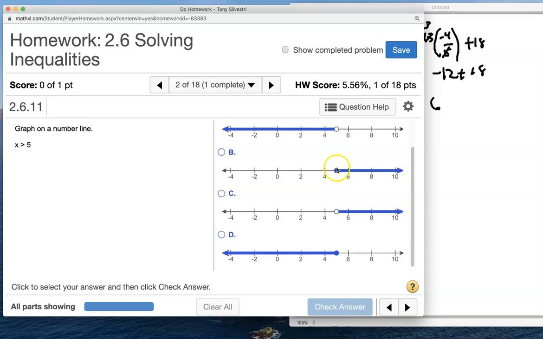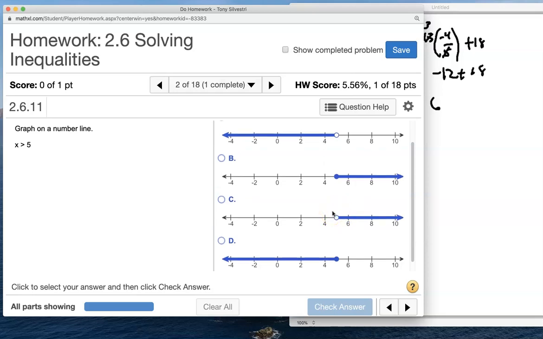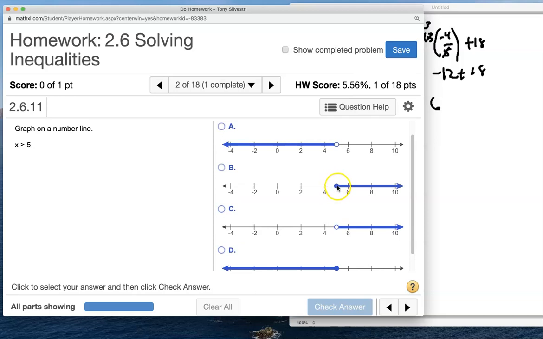But some of these are graphs that have solid dots and some that have hollow, or not filled in, dots. And so which of these would be true? First off, I would not even consider the solid dot ones, because that indicates that you're including the 5. That would require that you have an equals associated with that greater than or less than. There is no greater than or equal.